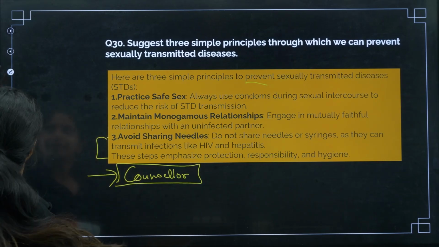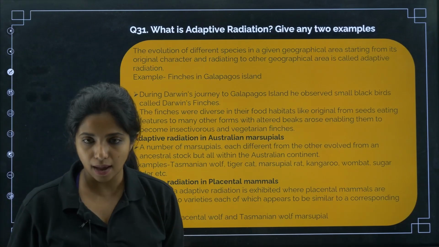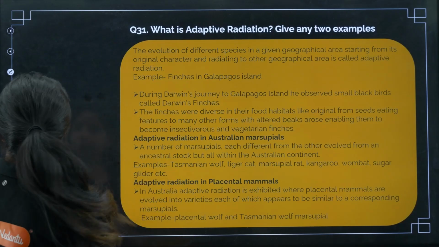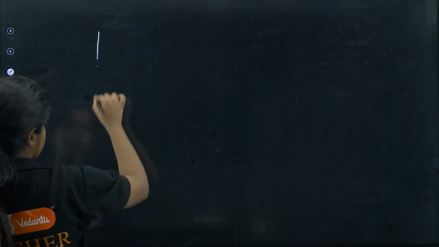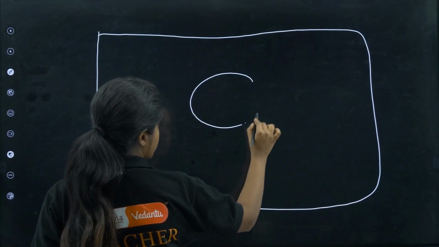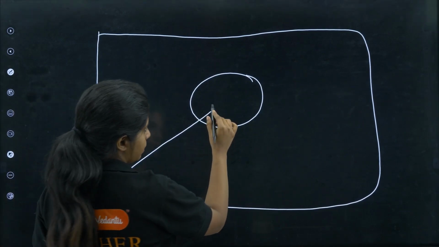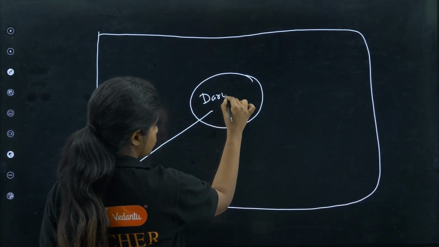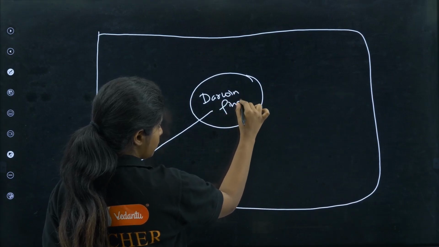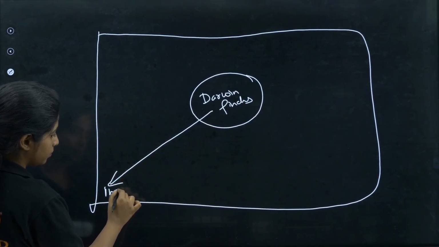Okay, fine. Next. What is adaptive radiation? Give any two examples. Adaptive radiation is a very fun thing. I'll tell you what happens, and then I'll explain all this. Suppose this is the area that I have, and these are the organisms that I had initially. Now, a few of them went to this area. Suppose these were Darwin's finches. Darwin was the person who found that. He saw that a few of them went to this area and they were feeding on insects.